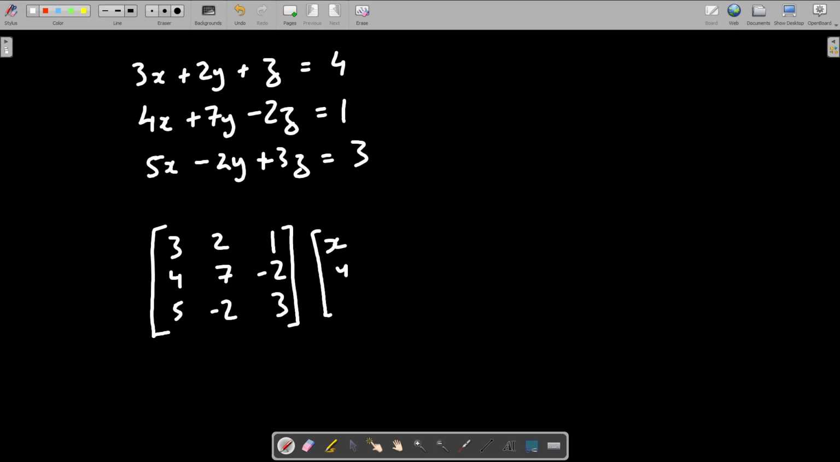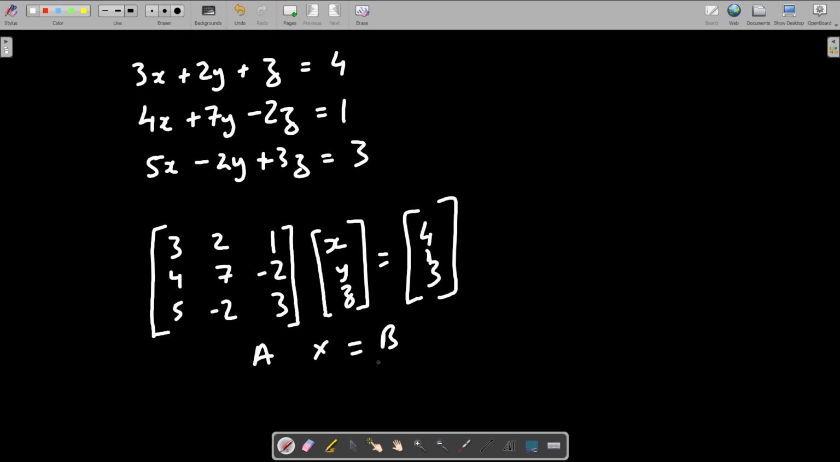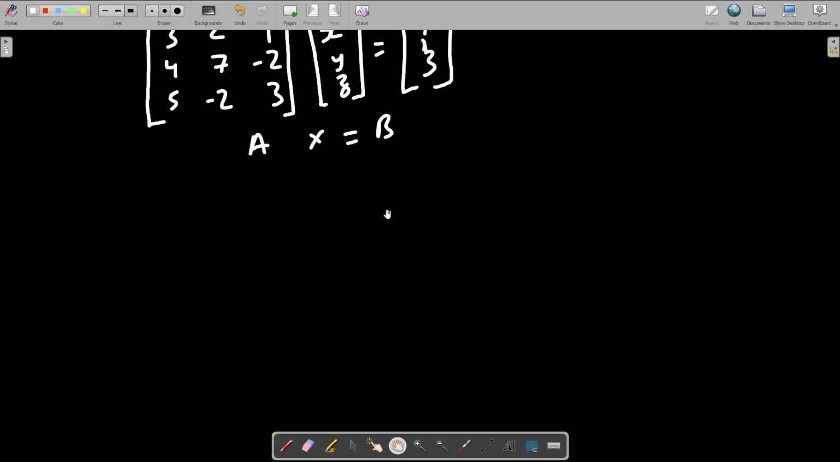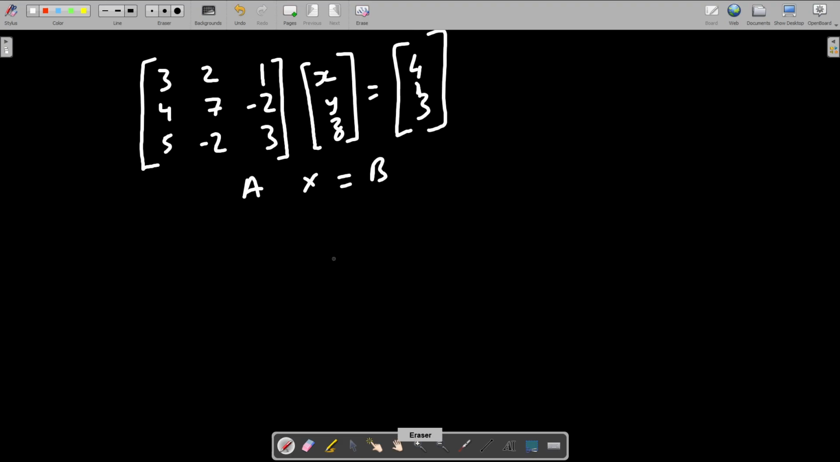Okay, x, y, z is equal to 4, 1, 3. So you have A into x column vector is equal to B. So what should be x over here? X will be B divided by A in SciLab notation. Okay, so let us do this now.